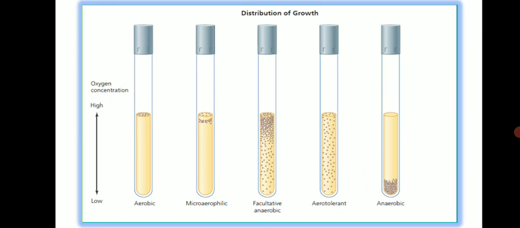See in this picture, you can clearly see that aerobic bacteria move towards the upper side. Then microaerophiles are in a somewhat middle position, and facultative anaerobes are dispersed throughout the media. In the case of aerotolerant, again it is the same as facultative anaerobes, and in the case of anaerobes, they strictly avoid the presence of oxygen, and that's why they settle at the bottom.